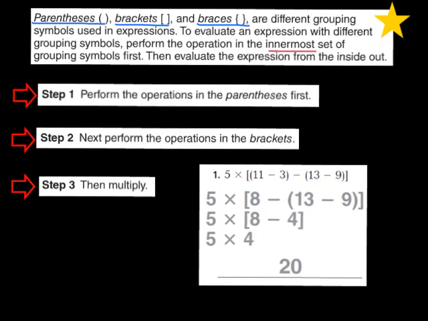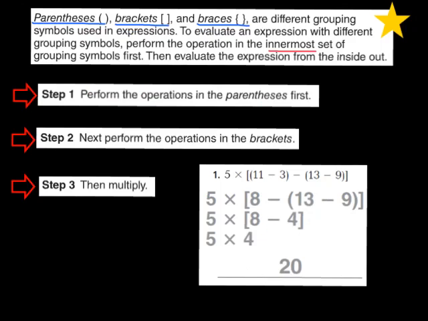When you take 3 away from 11, it leaves you with 8. Now, inside our brackets, we still have a set of parentheses, and inside the parentheses, you see 13 minus 9. When you take 9 away from 13, that leaves you with 4. So we now have 8 minus 4 inside our brackets. We have to continue solving, and step 2 says, next perform the operations in the brackets. So when I take 4 away from 8, that's going to leave me with 4.